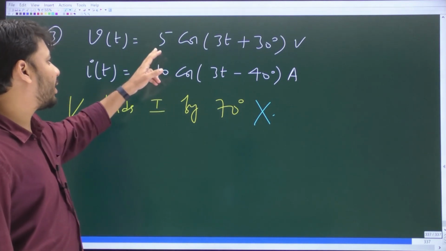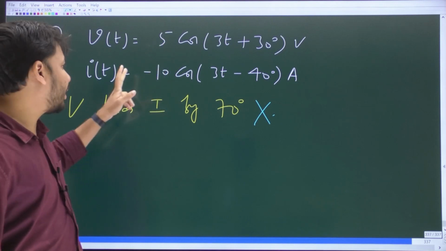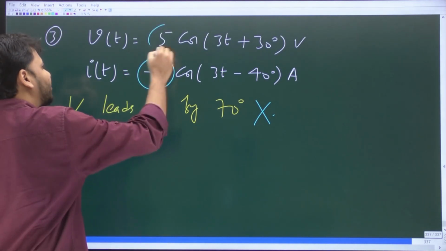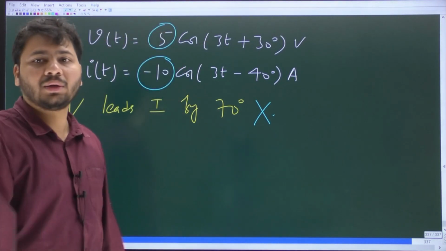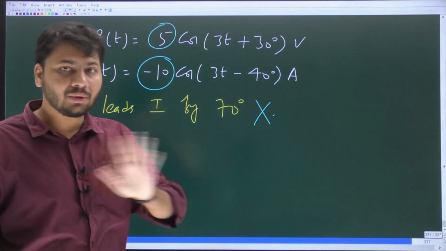You cannot simply say that voltage leads current by 70 degrees. Why? Because if you look at the amplitude of the voltage, it is positive. But if you look at the amplitude of the current, it is negative. So one is positive, the other one is negative. In that case, you cannot simply compute or take the phase difference. This angle minus this angle, you cannot do it.